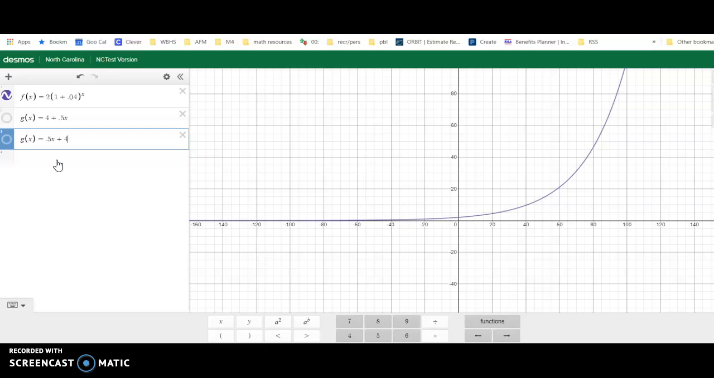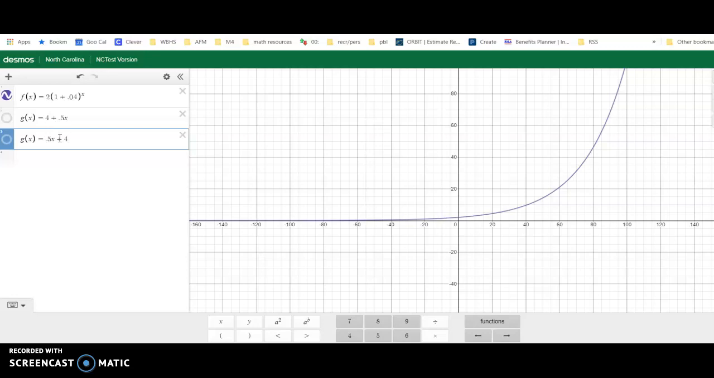Why are they the same line? Because when I add two things together, it doesn't matter the order. Okay? Now, let me ask you a question. What's 2 plus 3? 5. What's 3 plus 2? 5. Does it matter which one I said first, 3 or 2 first? No, you still get 5. 3 plus 2 is 5, 2 plus 3 is 5. So whether I say 4 plus 0.5x or I say 0.5x plus 4, it doesn't matter.